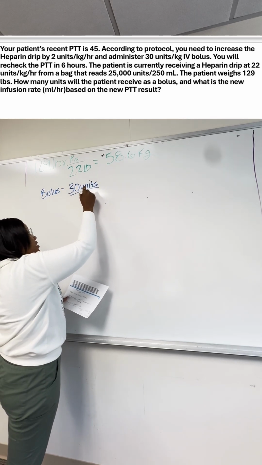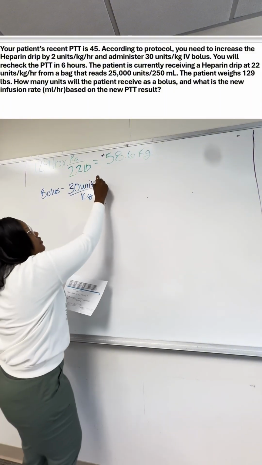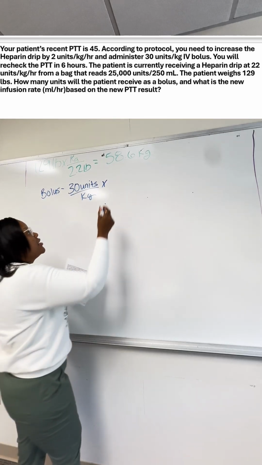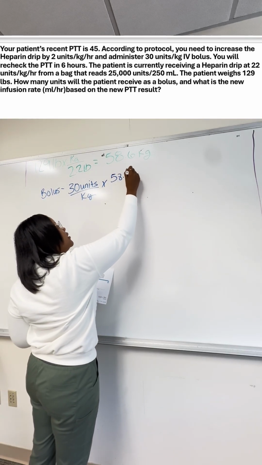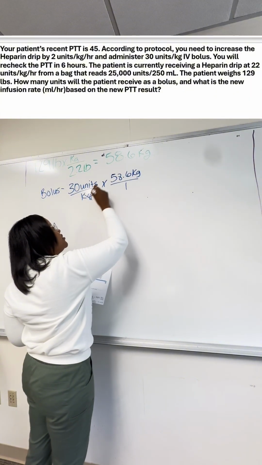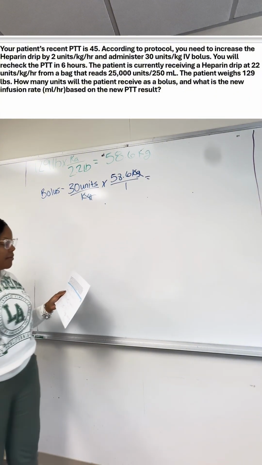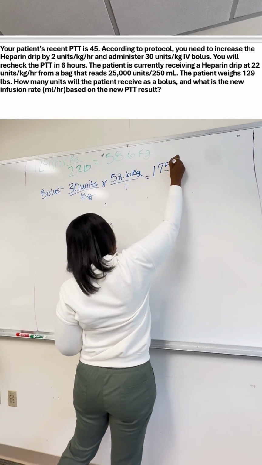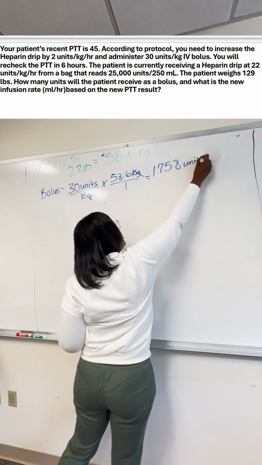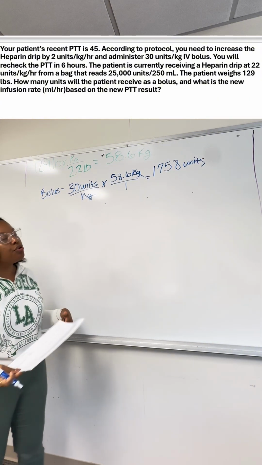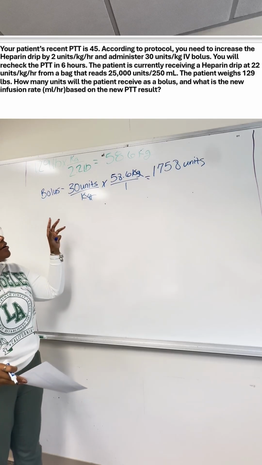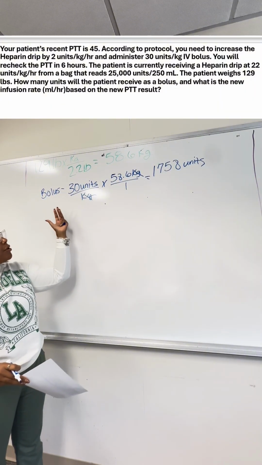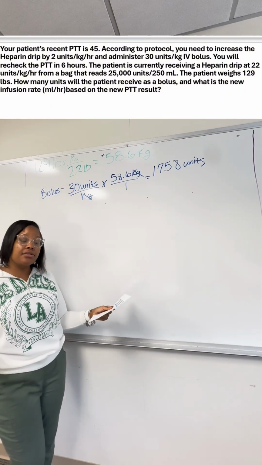per kg. All right, so we know that kgs need to cancel out because we need to be left with units. So we're going to take our patient's weight and put that over 1, and kgs cancel out, and then we'll multiply 30 by 58.6, and that will give us 1758 units. So remember, in order to get your bolus, all you have to do is multiply whatever it's telling you by the weight. So this one says 30. You would then do 30 times the weight in kg, and that's your bolus. So the bolus is easy.